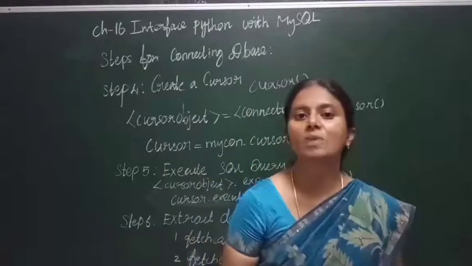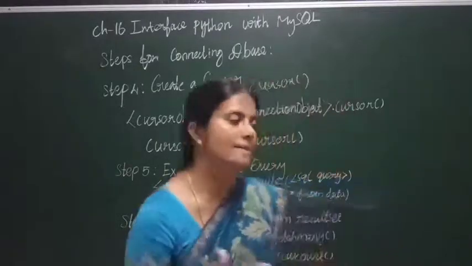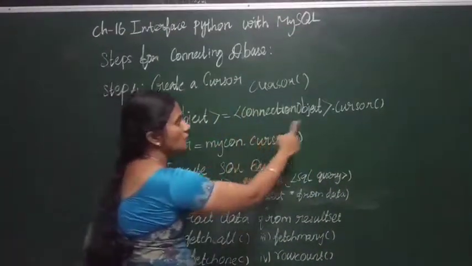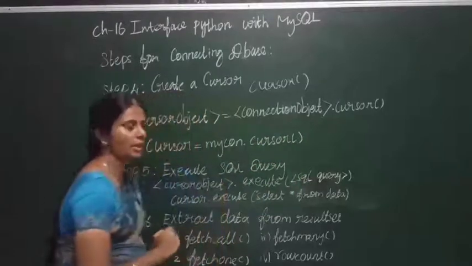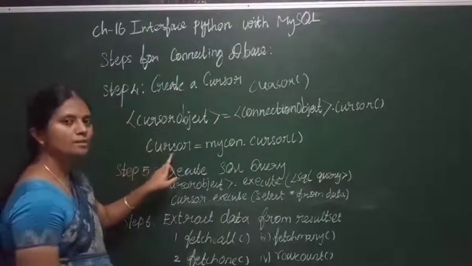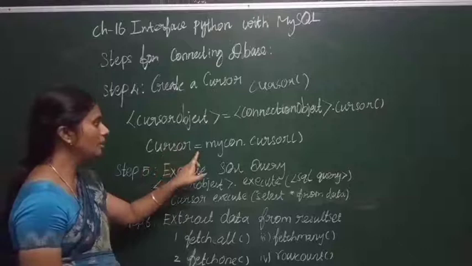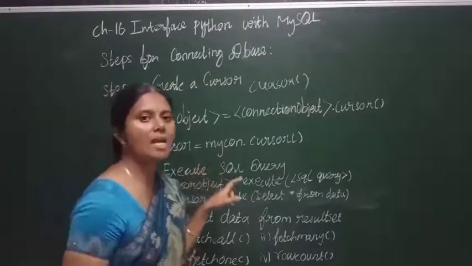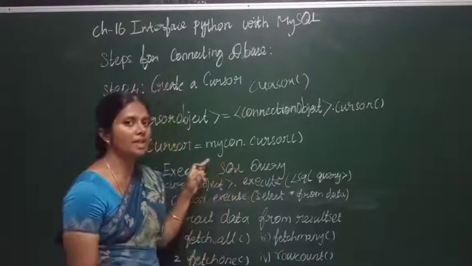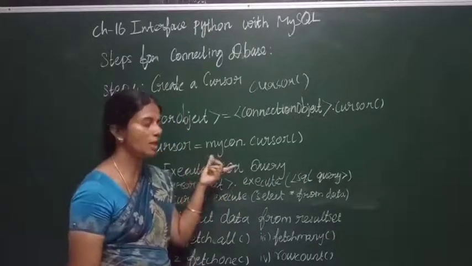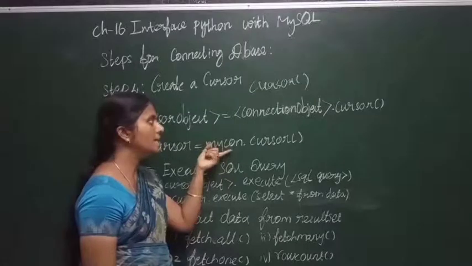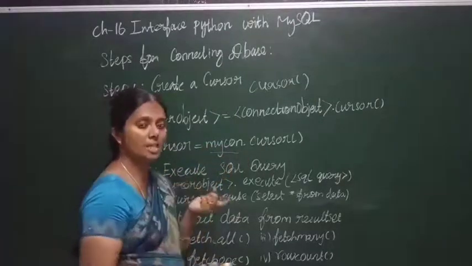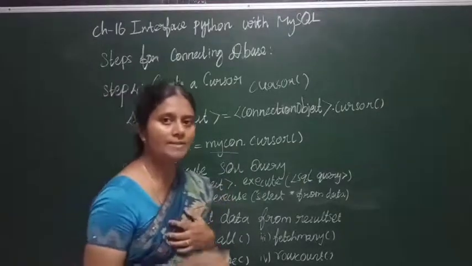What is the syntax for writing the cursor object? Listen. Cursor object equal to connection object dot cursor. For example, cursor equal to connection object mycon. In the last class we saw how we checked the connection; you can refer to the code in your book. mycon is a connection object. Using this connection object you will check whether the connection has been established successfully or not.